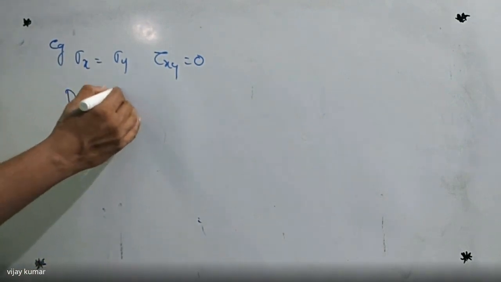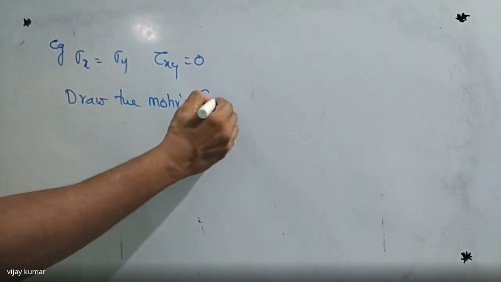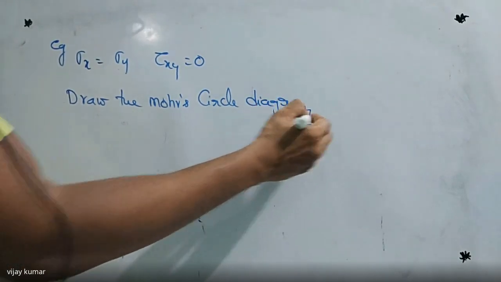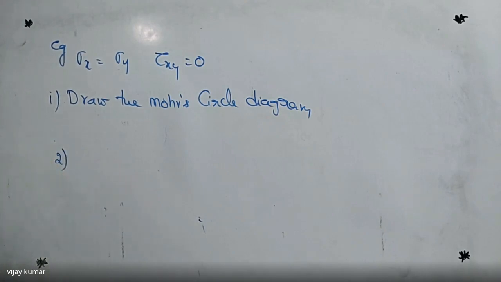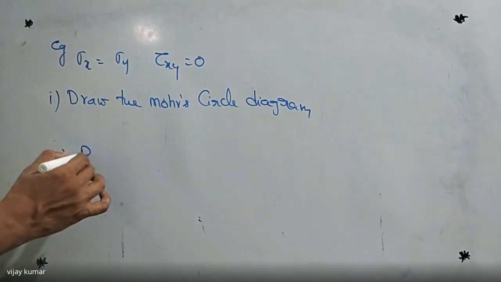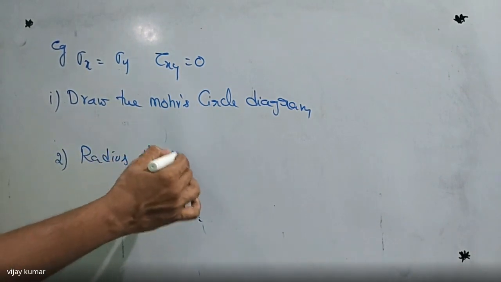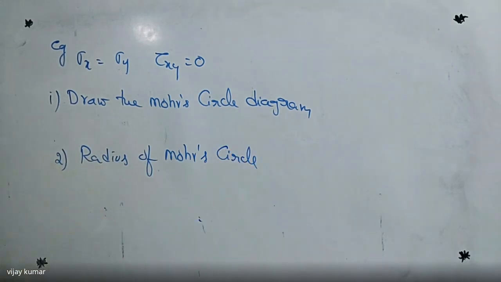Draw the Mohr circle diagram, and the second one is the radius of the Mohr circle. Now, how to draw the Mohr circle diagram here?